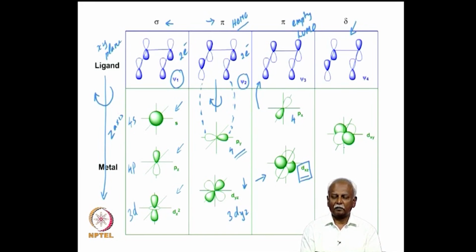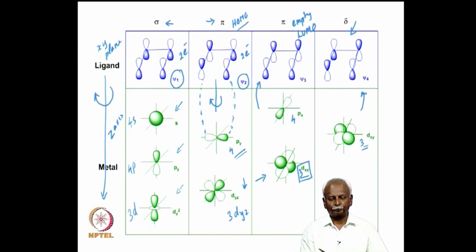So, this is a very weak bond at the best, if it is there, and it is possible between the dxy and the psi 4. So, if the dxy is filled, the 3dxy is filled, then you can pump electron density into the psi 4, but this is likely to be a very weak interaction.